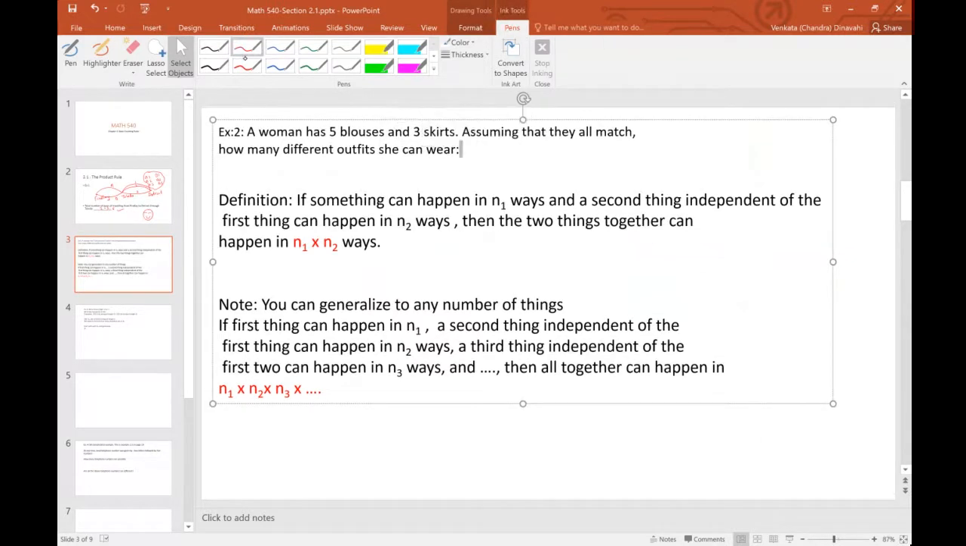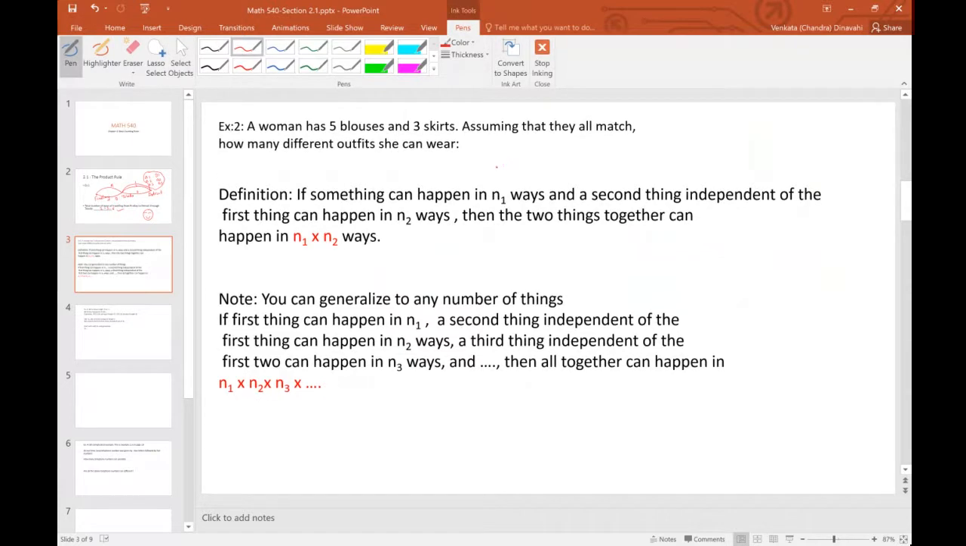That means she has to pick a blouse, that is one job, and she has to pick a skirt, that is another job. See how many ways you can do each job. So there are 5 different blouses she can pick, and there are 3 different skirts she can pick. So 5 times 3 is 15 different outfits she can wear.